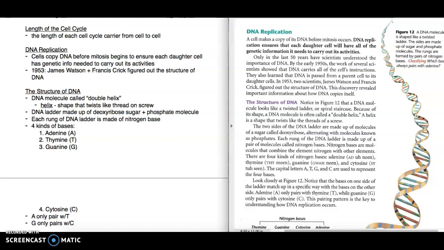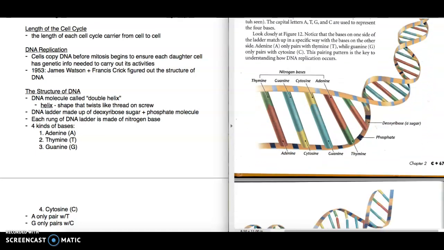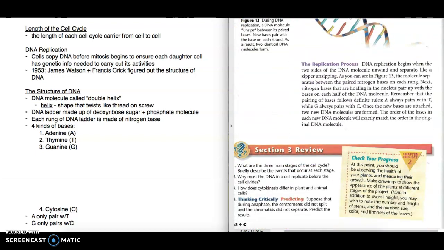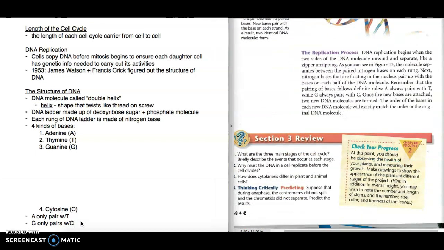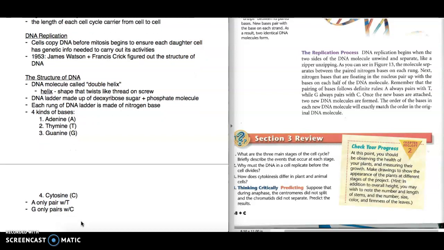Now, once you're finished, you can go ahead and turn the page, and we have our very last section called the replication process. Take a moment, please, to read that section through. Pause the video. When you're done, push play, and we will continue.